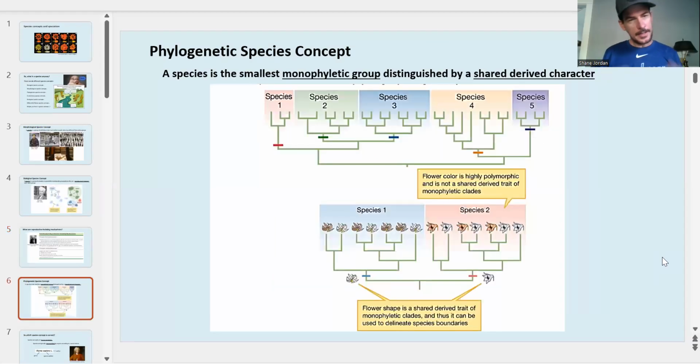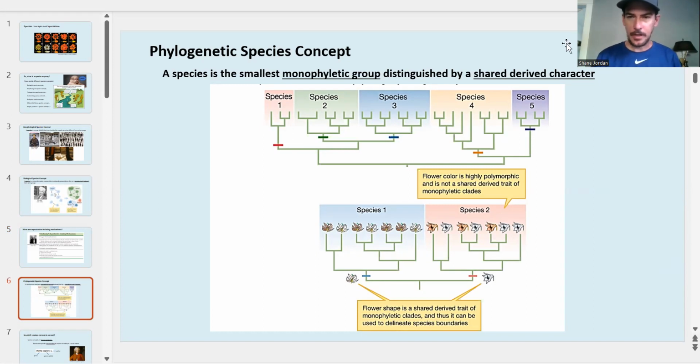And then nowadays, with the advent of a lot more molecular genetics analysis, or that is to say, analyzing DNA sequences, there's yet another species concept that is in use called the phylogenetic species concept. And this concept basically says that a species is the smallest monophyletic group that can be distinguished by some kind of a shared derived character.